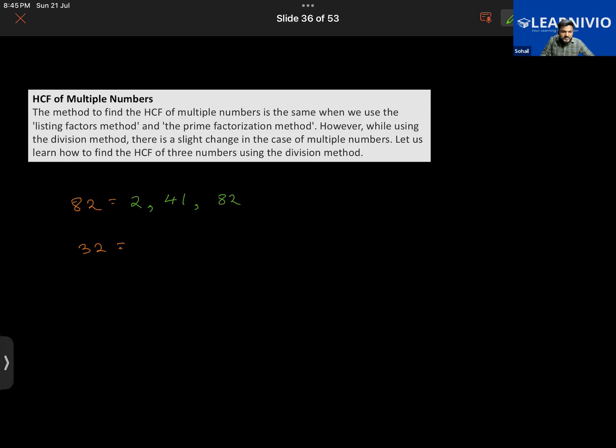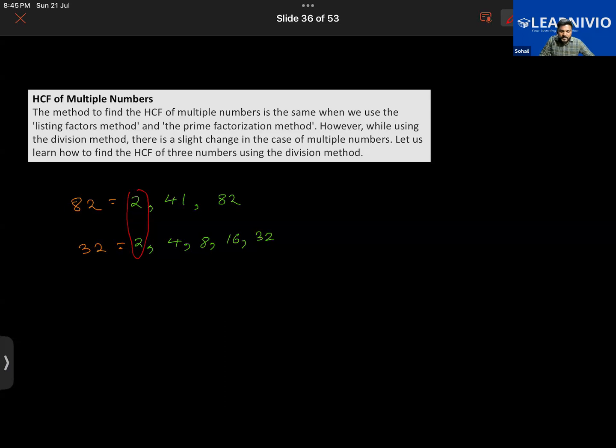Talking about 32, there are many factors of 32. 2 is a factor of 32, 4 is a factor, 8, 16, and the number 32 itself. Here we find that the only common factor for both these numbers is 2, and this will also be the highest common factor because we don't have any other common factor. So this becomes the HCF of the two numbers. Getting what I'm saying?